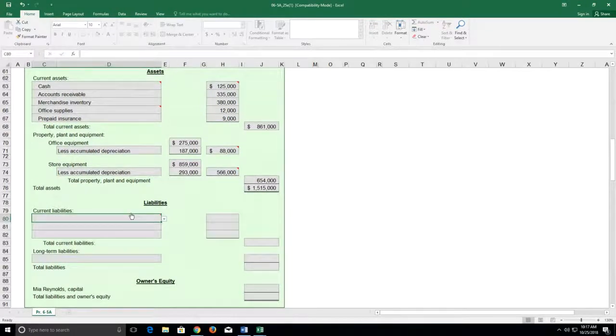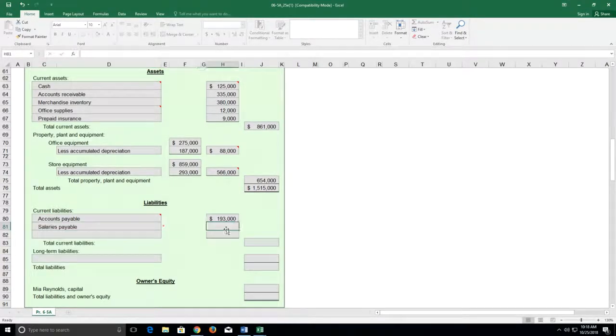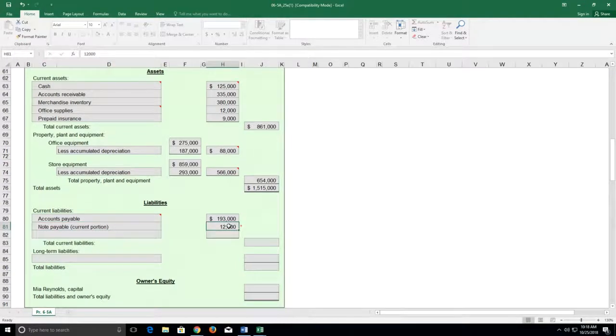All right, so we're moving right along to our liabilities, because Lord knows we got to pay people. All right, accounts payable, first up. It's at 193. Then we have salaries payable of $12,000. Oh, they want us to do notes first. So we're going to handle notes payable, the current portion of our notes payable. It says notes payable is $400,000 due by 2037. But the current portion, it tells us in step 3 of the instructions, is $16,000.